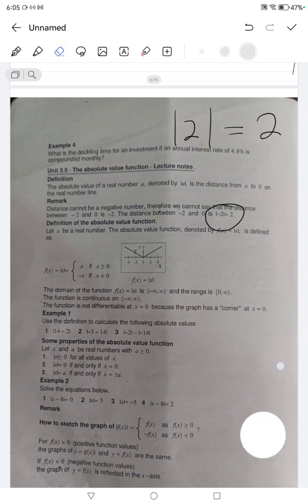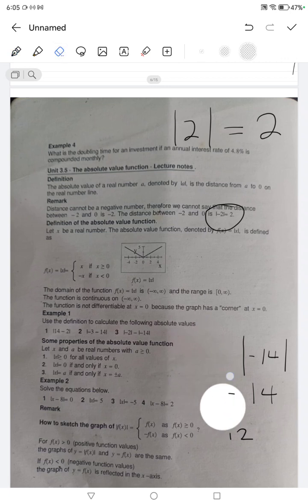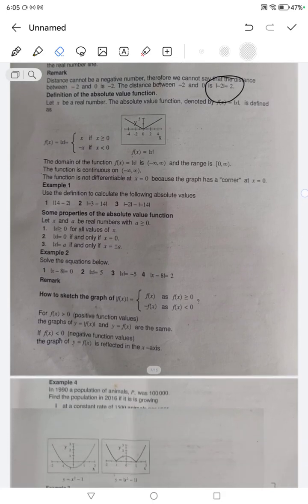Then the next one, what's this one? We have minus 2 minus minus 14. The one for minus 2, as we said, is going to be positive. We're going to get 2 minus, then the one for the 14 is also going to be positive. So we're going to have 2 minus 14. We're going to have a final answer of minus 12. Then, okay, I think we've already finished those ones quickly. Then we have those ones.